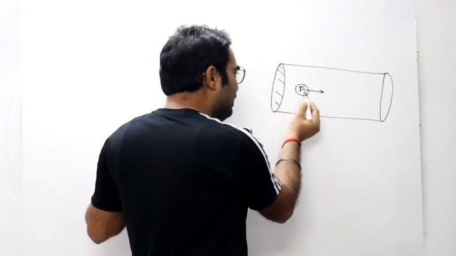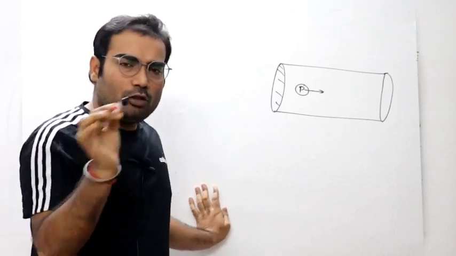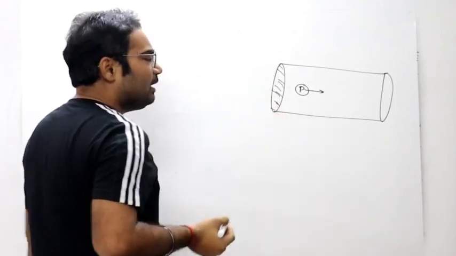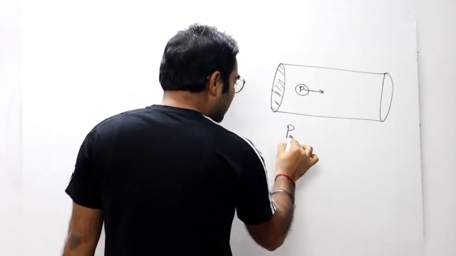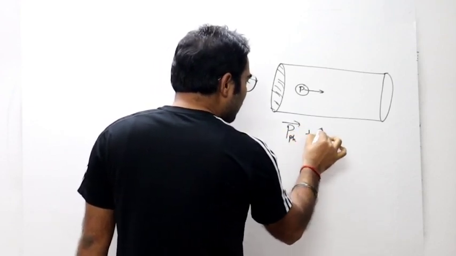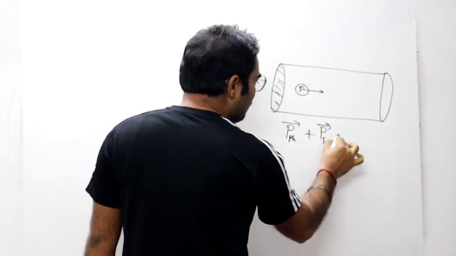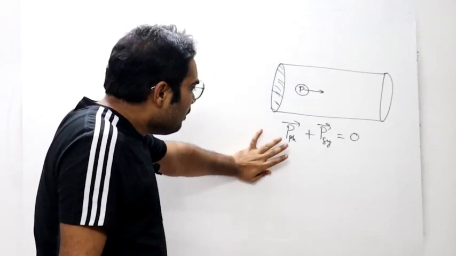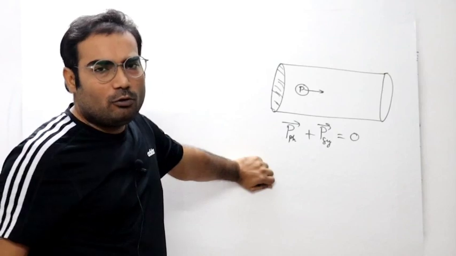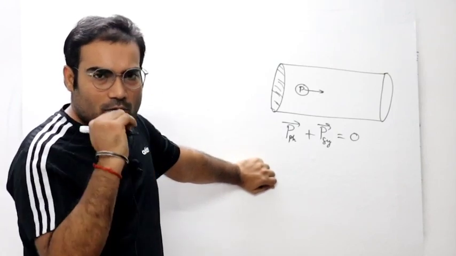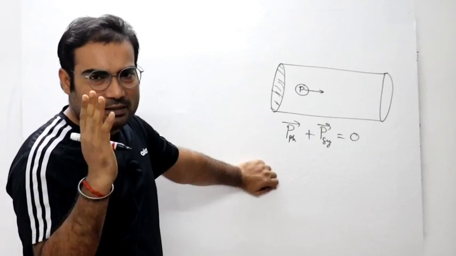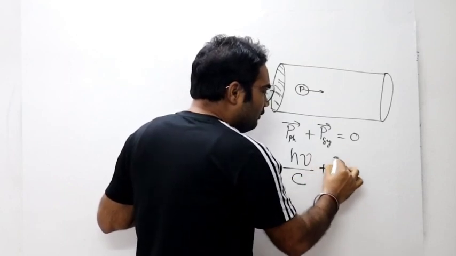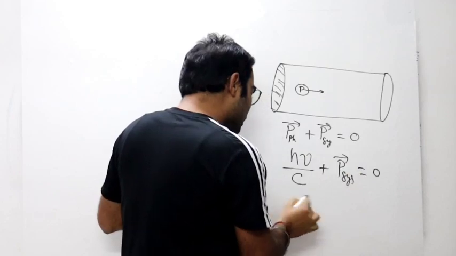Because this photon is emitted from this surface and collides with the other surface, you can apply conservation of linear momentum here. On the basis of conservation of linear momentum, the momentum of the photon plus the momentum of the system will be equal to zero, because initially the system is at rest. The momentum of the photon, with frequency mu and the well-known speed of light c, is h mu by c, plus the momentum of the system equals zero.